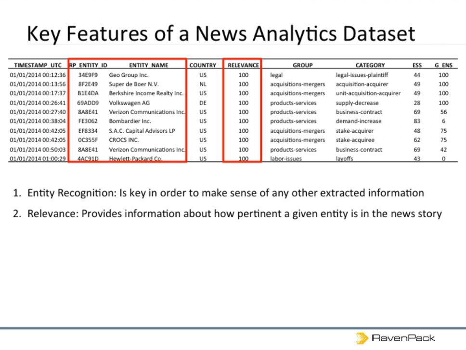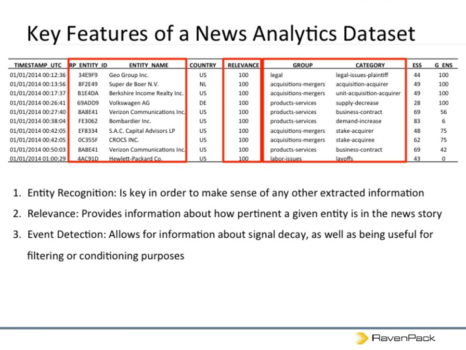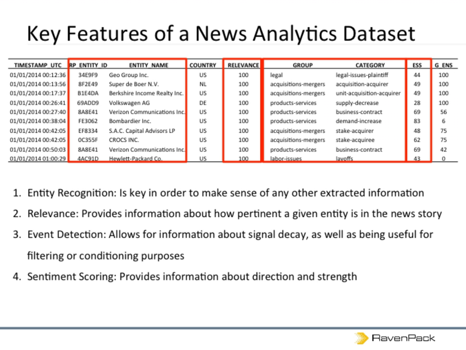Typically, a score greater than 90 means that the entity plays a prominent role in the story, while a score of 100 indicates that the entity plays a targeted role in an event. For instance, a country experiencing a credit downgrade, or a company being the plaintiff or defendant in a lawsuit. The last two important attributes include event detection and sentiment scoring.